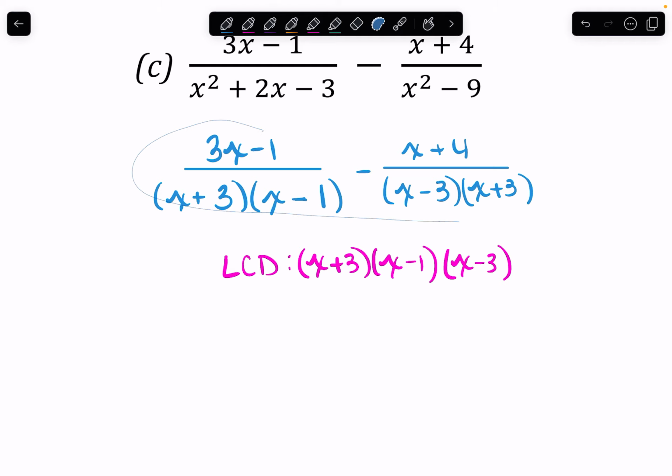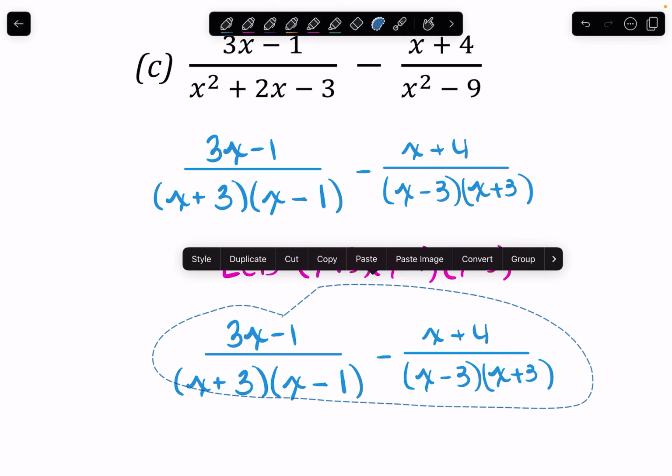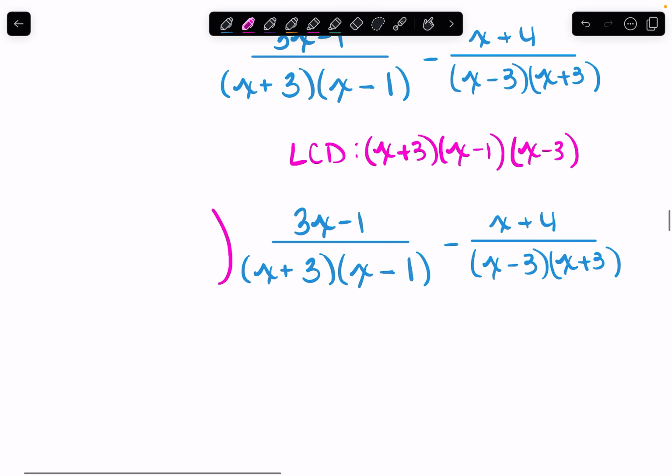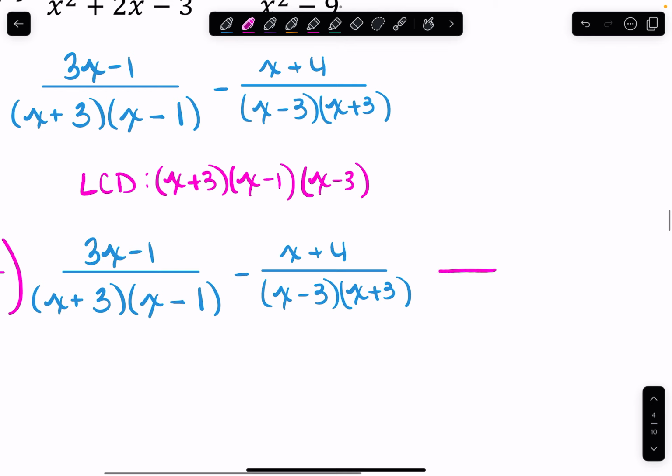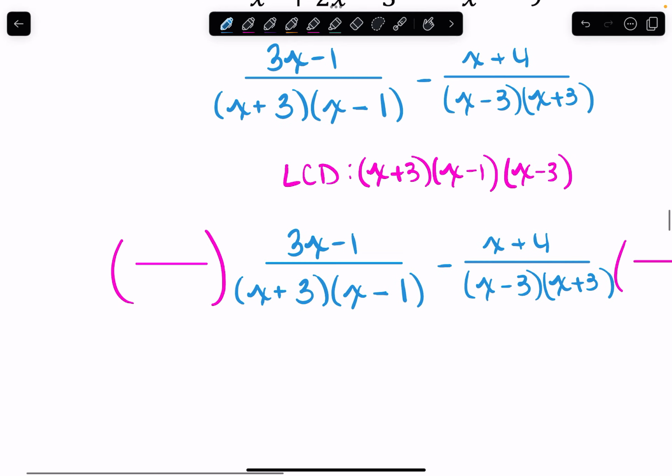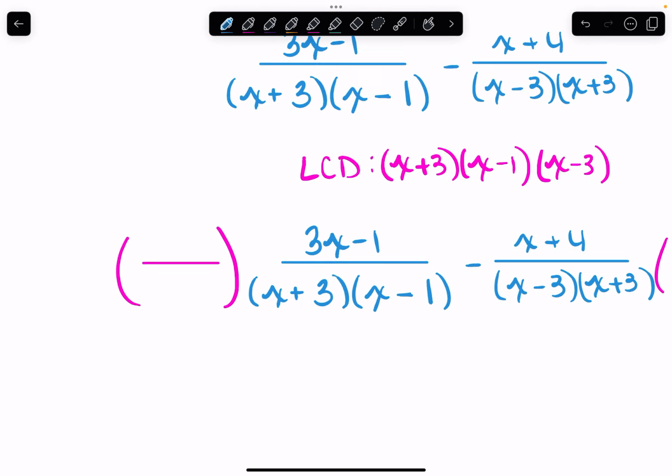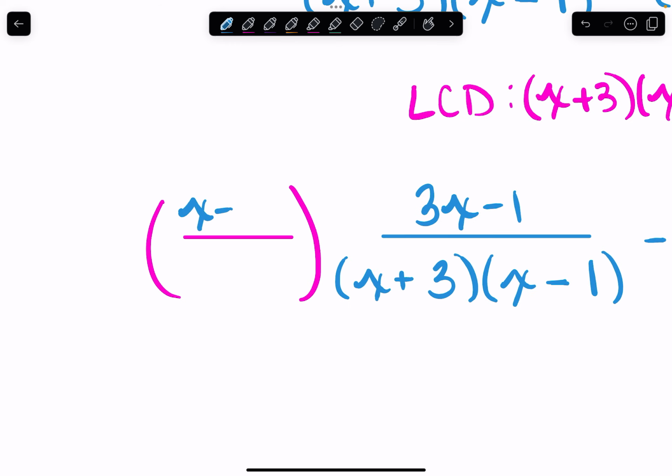So what we're going to do is use our Formula 1. I'm going to be lazy. Copy, paste. So Formula 1 with what's missing from each denominator from that LCD we just wrote out. If I look at the first denominator, I have the x plus 3, I have the x minus 1, but I am missing the x minus 3. So I need the x minus 3, so it has to go on the top and bottom.